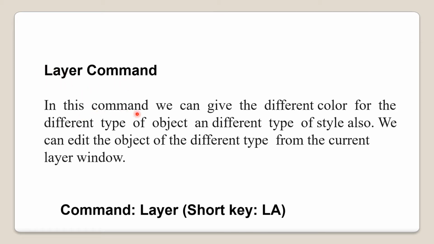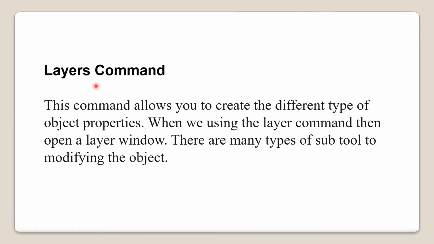We can easily edit these layers as per our requirement. The layer command allows you to create different types of object properties, just like I have already discussed, like center line, dash line. When we use the layer command, a layer window opens. There are many types of subtools. Other tools are also available in the layers for modifying the object. We will also discuss some of them.